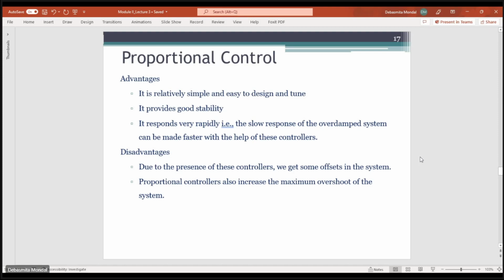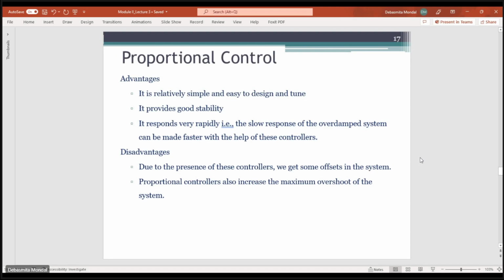Fine. And also, using proportional controls, if the plant is not a first order plant, if it is a higher order plant, then there is a chance that the maximum overshoot might increase while using a proportional control.